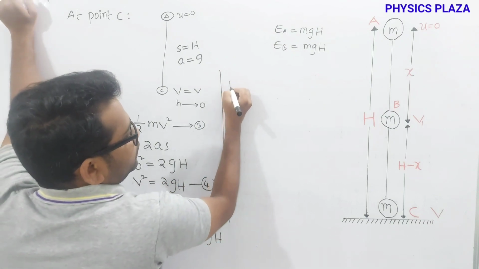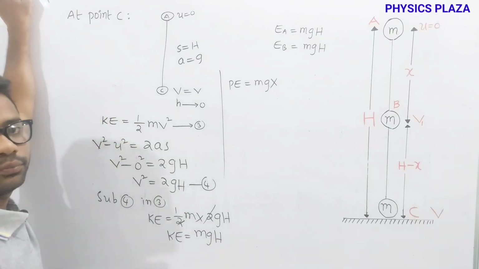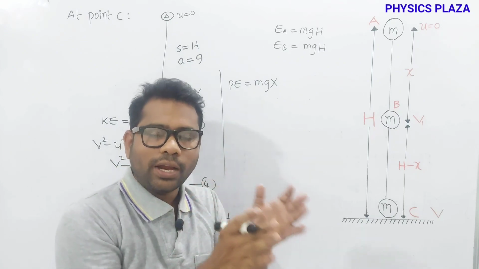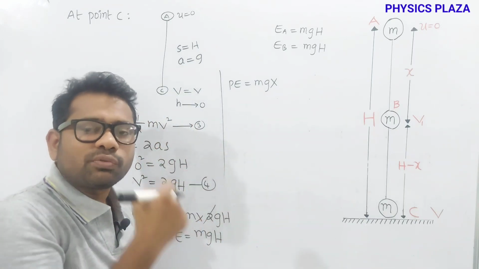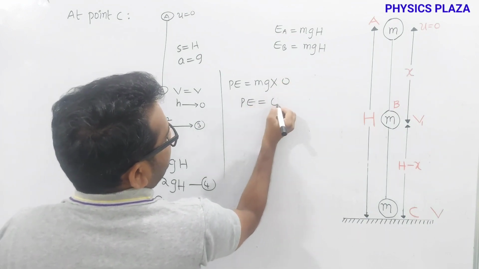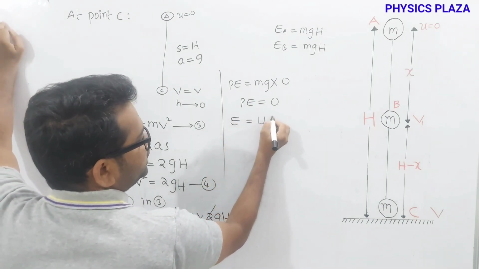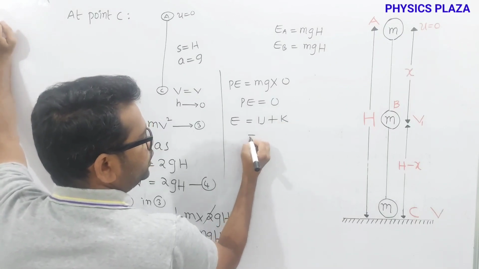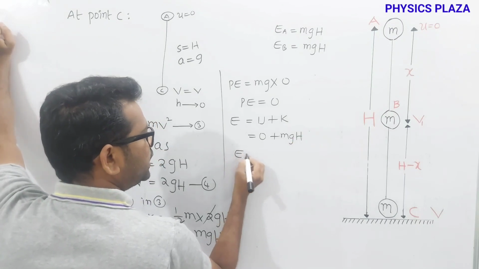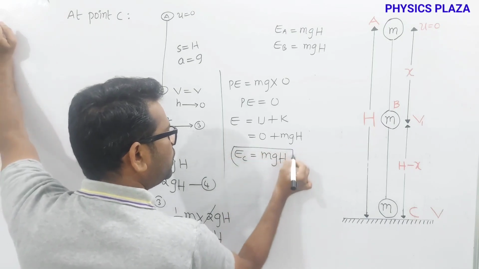What about potential energy, children? Potential energy is actually mg times the height. As I said, at point C it is just about to hit the ground, which means the height is almost 0. Minimum means we can neglect it. It will be 0. So potential energy at point C will be 0. Now let us see, children. Mechanical energy is equal to potential energy plus kinetic energy. So it will be 0 plus mgh. So mechanical energy at point C is equal to mgh. So hence we got mgh.